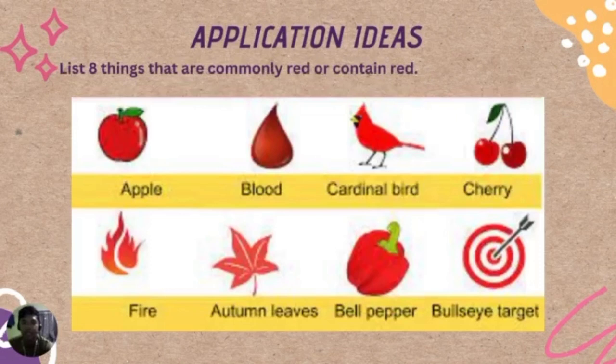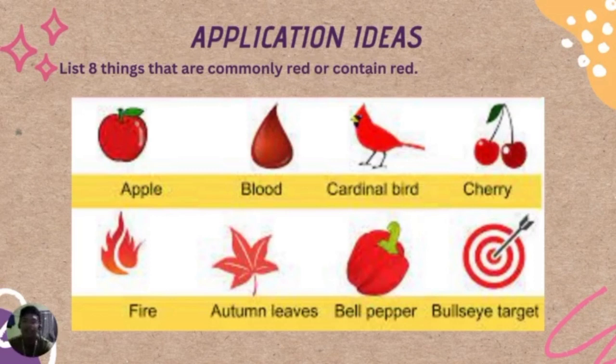Next application idea is: list 8 things that are commonly red or contain red. So in fluency, you'll be able to elaborate 8 things that contain red. For example, apple, blood, red bird, cherry, fire, autumn leaves, bell pepper, and bullseye target. So that is fluency.